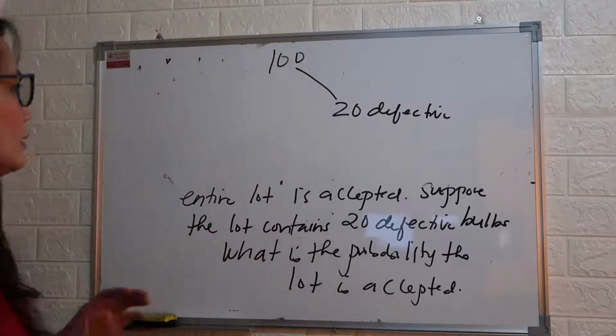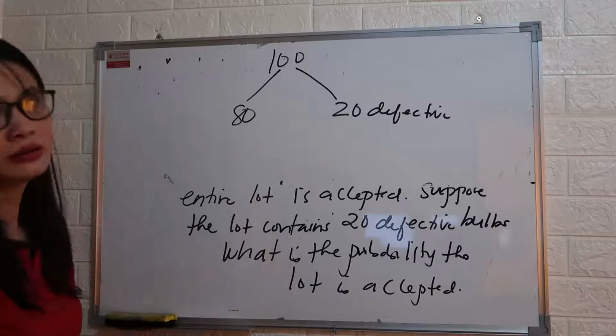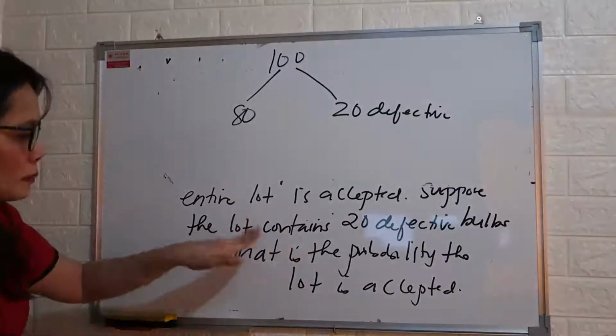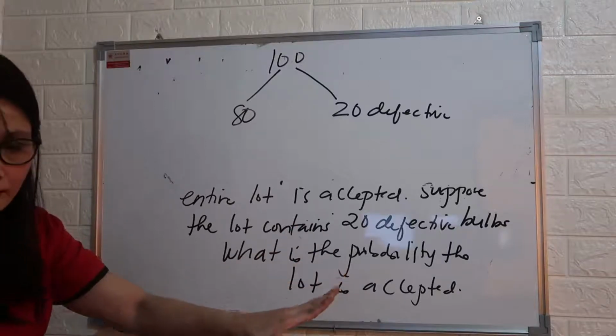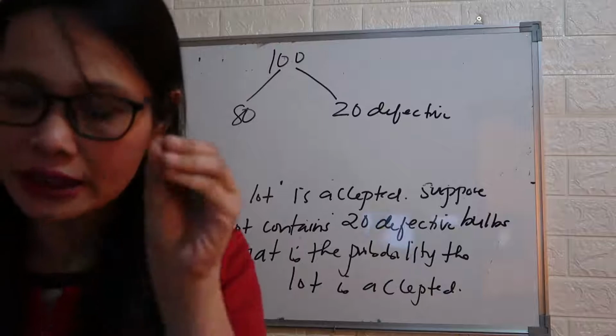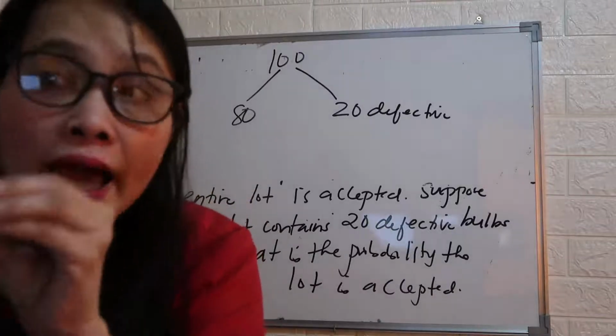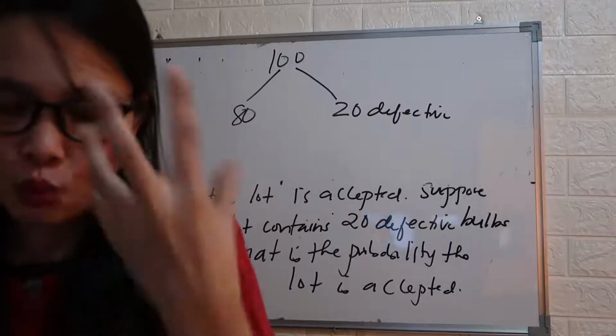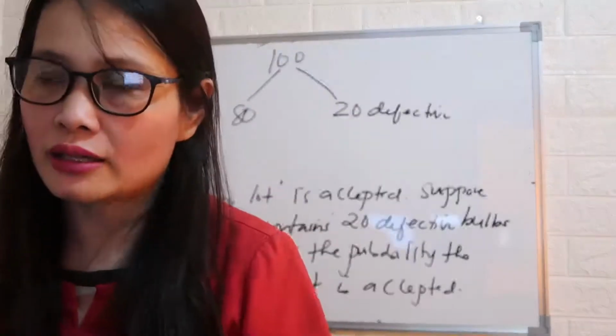80 who's not defective. So we need to look for the probability that the lot is accepted. The question is, 5 bulbs are chosen at random and tested. If all 5 light up, the entire lot is accepted, so what is the probability that the lot is accepted?